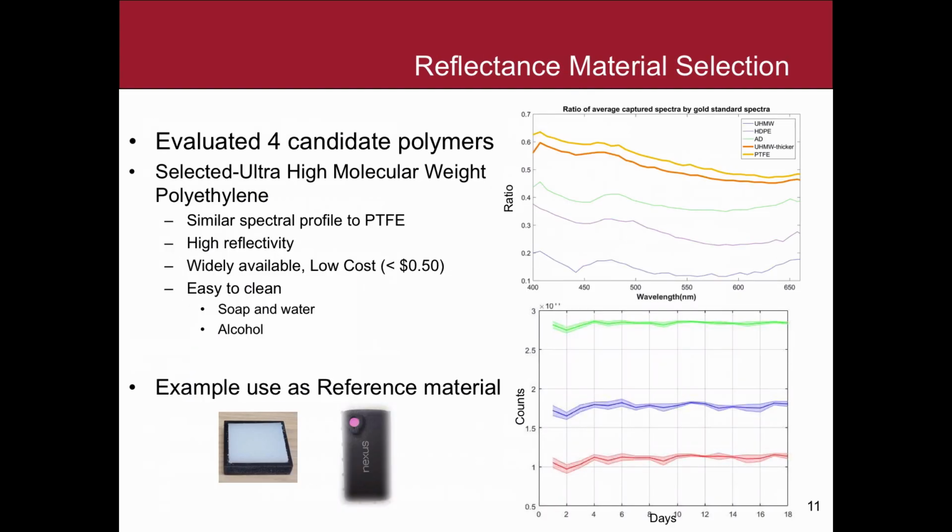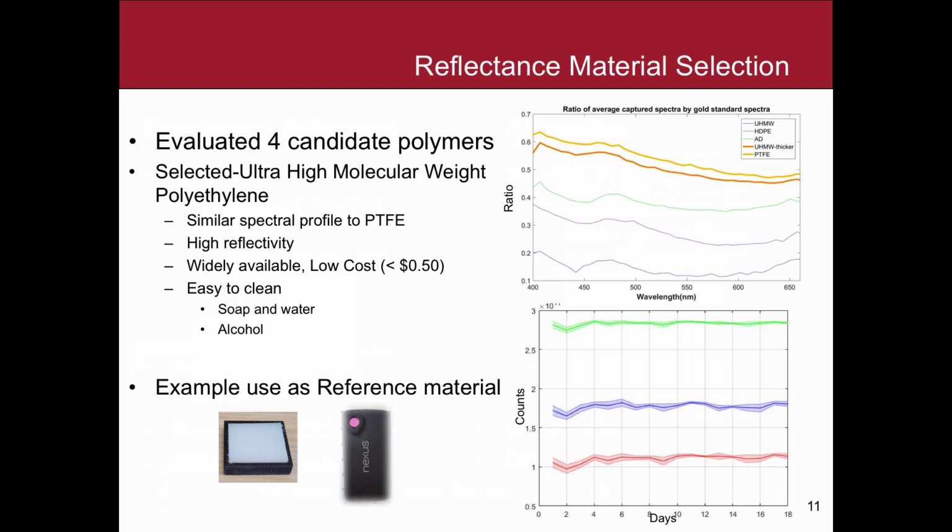So what we did is we evaluated 4 polymers, and what we were looking for is for the polymer to be similar to PTFE and have a high reflectivity and uniform across the board. And the polymer we've selected was ultra-high molecular weight polyethylene because it was similar to PTFE. And it's also easy to clean with just soap and water or alcohol.